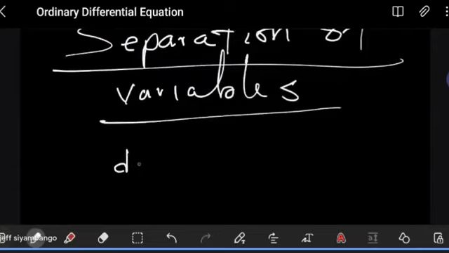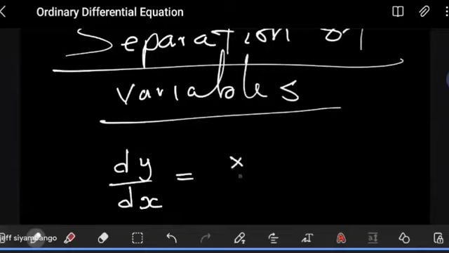Take, for instance, you have a differential equation dy, I'll use the linear differential equation here, dx, and let's say this is just equal to some function of x, maybe p of x. And then maybe this multiplies something here, a function of y. So let's say q of y.